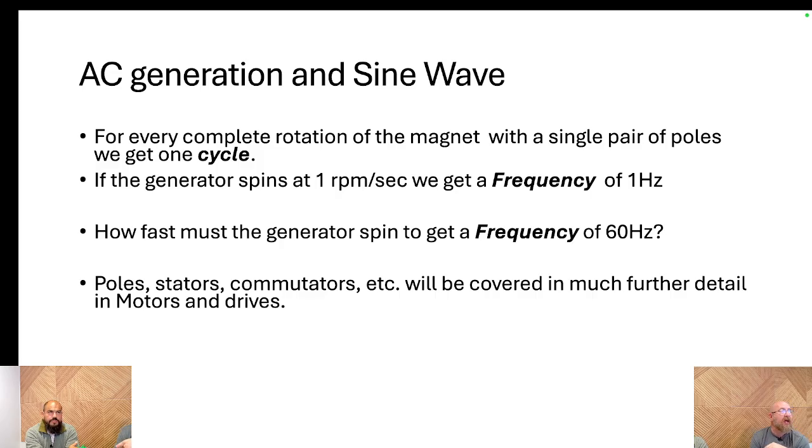Yep. And if our generator spins at one rotation per second, RPM is a typo here, we would get a frequency of 1 hertz because we contain one cycle. That means that if we have a generator spinning 60 times per second, that's where we're getting our 60 hertz from. Now, 60 times per second is actually 3600 RPMs, because we have to multiply by the 60 seconds in a minute to get RPMs.